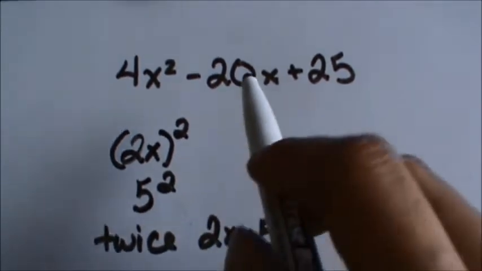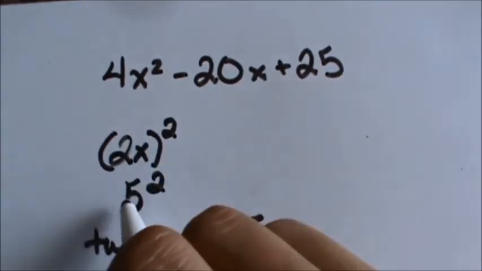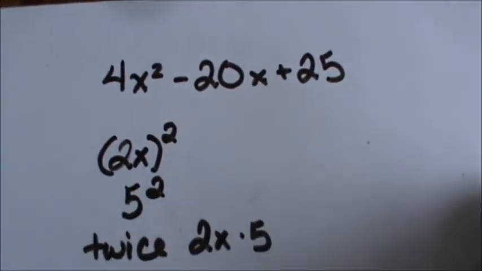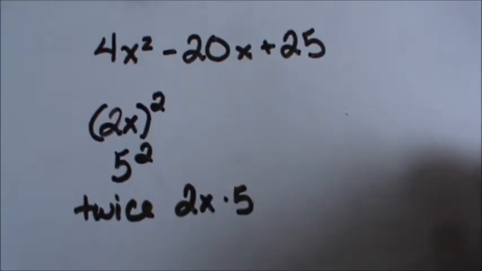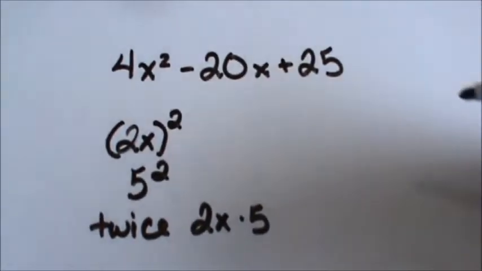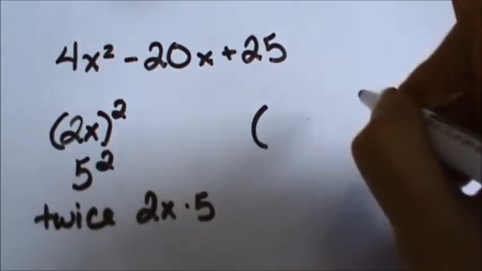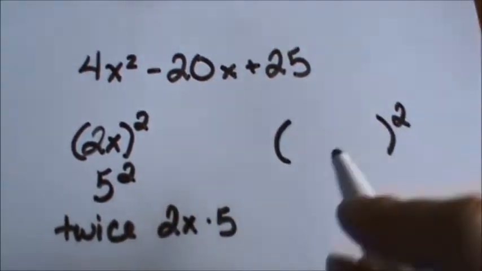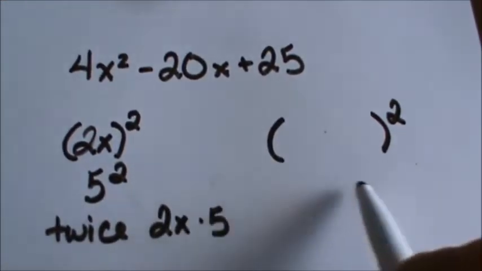Twice of 10x is 20. And now for the moment we are ignoring the sign. Okay? So now we can put all this together and say, yes, we know that this is a perfect square. So let's take a look at what needs to go inside these parentheses to write it as a perfect square.